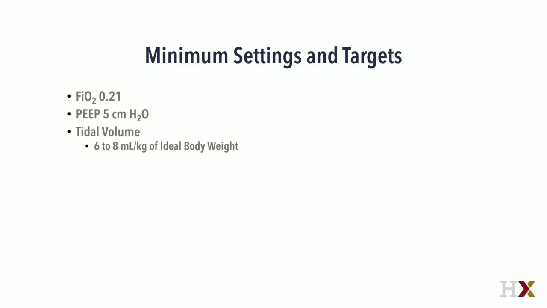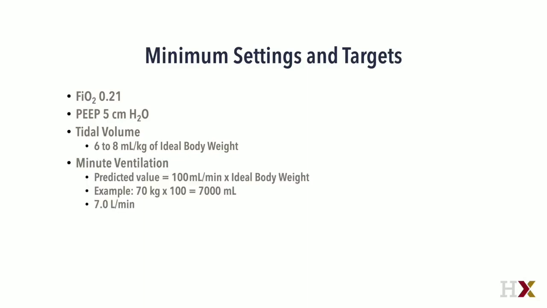The respiratory rate when using assist control modes, which I will describe in a moment, should be set at least high enough to achieve a minute ventilation that is predicted for the patient, or set even higher if the patient has a known acid-base disturbance at the time of intubation. Predicted minute ventilation can be determined by multiplying ideal body weight of the patient by 100 milliliters per minute. In this example, an ideal body weight of 70 kilograms leads to a predicted minute ventilation required of 7 liters per minute.